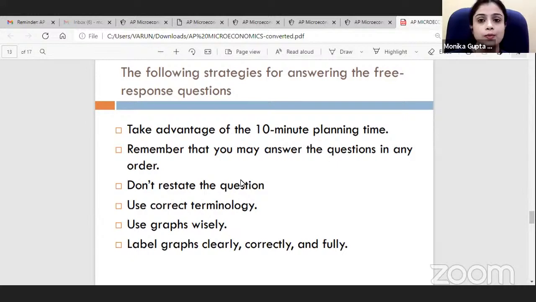Is it going to affect your marginal cost? Is it going to affect your average variable cost? So whatever the most appropriate terminology is, you should be able to use that.